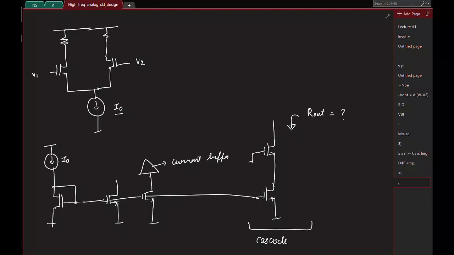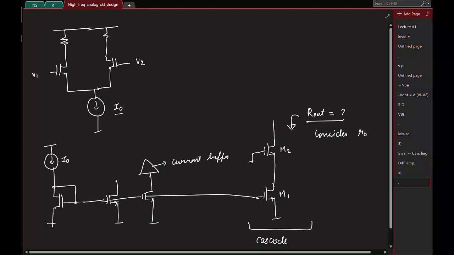Okay, and please take it as an exercise and find out what will be the output impedance of this. Okay, so we'll continue from that in the next class. Let's say the transistors are M1 and M2. Consider R0 obviously. So find out what will be the output resistance, right? And we'll pick up from this point.